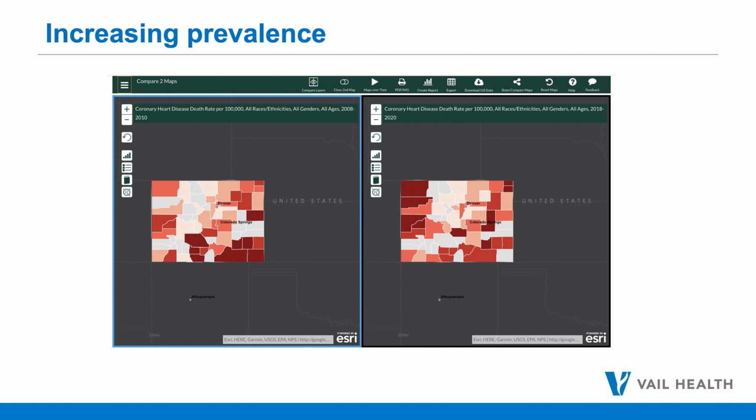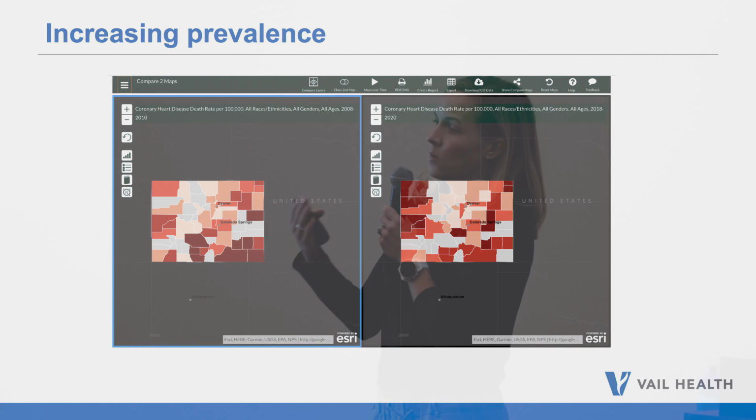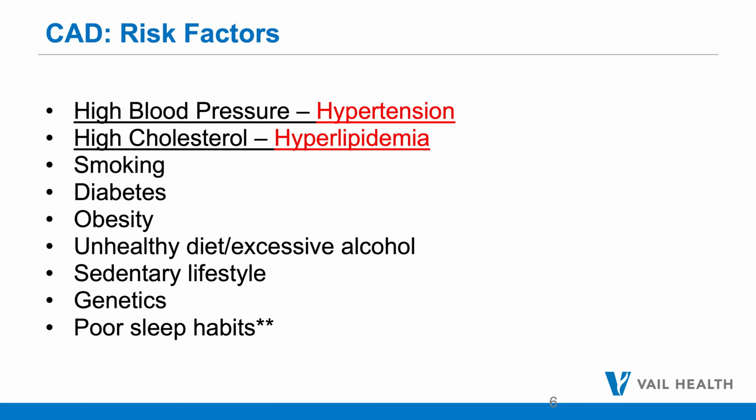This is just looking at Colorado. This is from the years 2008 to 2010, and this is 2018 to 2020. You see there are a lot fewer of these light-colored white counties and a lot more of the dark red maroon. That's a trend across the entire United States, and it mirrors a lot of other trends that we see, like obesity and diabetes. It's not going away anytime soon.